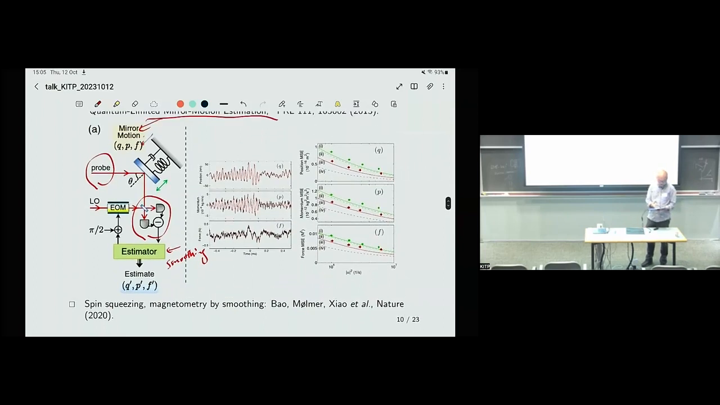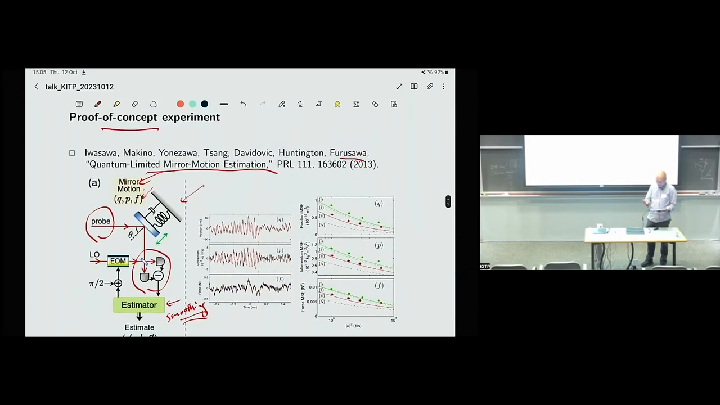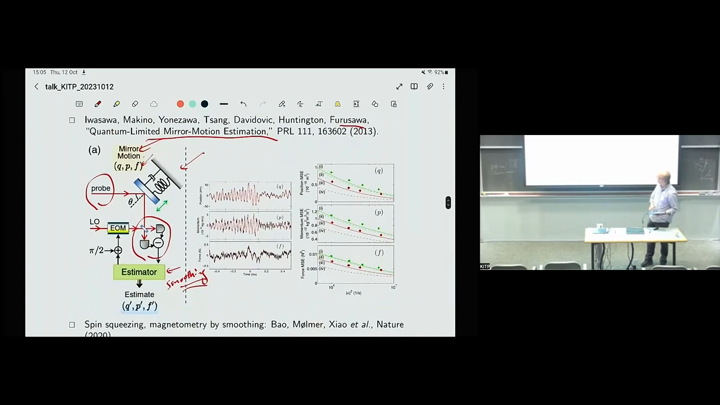The force on the mirror in their experiment is something they apply, some sort of Ornstein-Uhlenbeck process. So they know what force they are applying, so you can compare your estimate with the true waveform. And they got results that are pretty close, mean square error around 30%. Again, this sort of experiment is a proof of concept, but Akira's group can do it before breakfast, so that's what they did.